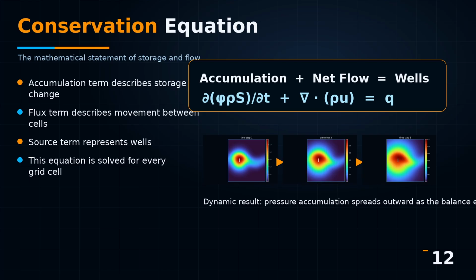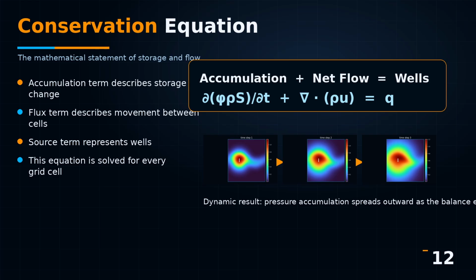For single-phase flow, the equation may be relatively simple. For multi-phase flow, each phase has its own mobility, saturation, density, and relative permeability. For compositional simulation, we may track components rather than just phases. For thermal or geomechanical simulation, additional equations are added. But the foundation remains the same: conserve mass, compute flow, and update the state variables over time.